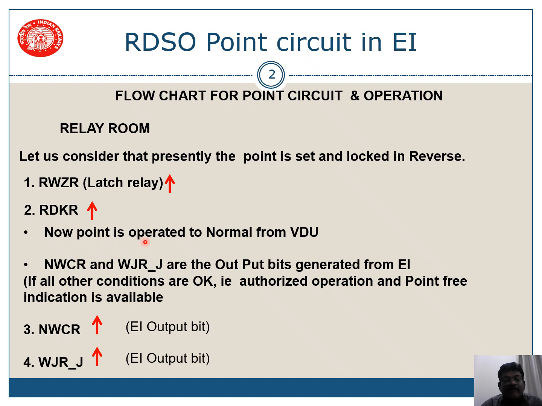So now the point command is given to be operated to normal from the VDU. Once the command is given, if all the other conditions are available, let us say it is an authorized operation, that is the SMS key in the VDU panel is in and point free indication is available, then we have output generated bits. They are NWCR and WJR. These two bits are output bits which are generated from the EI, and these output bits will pick up two relays, NWCR and WJR.